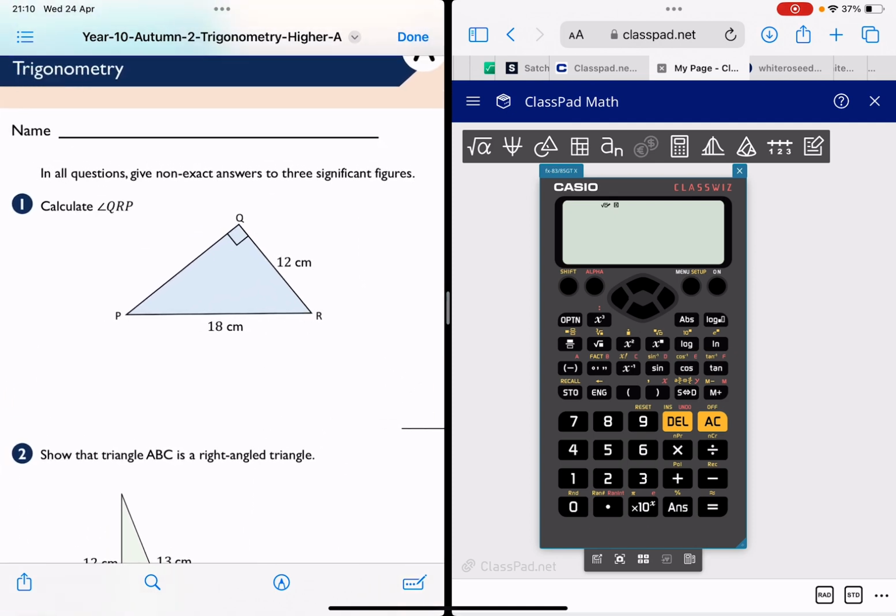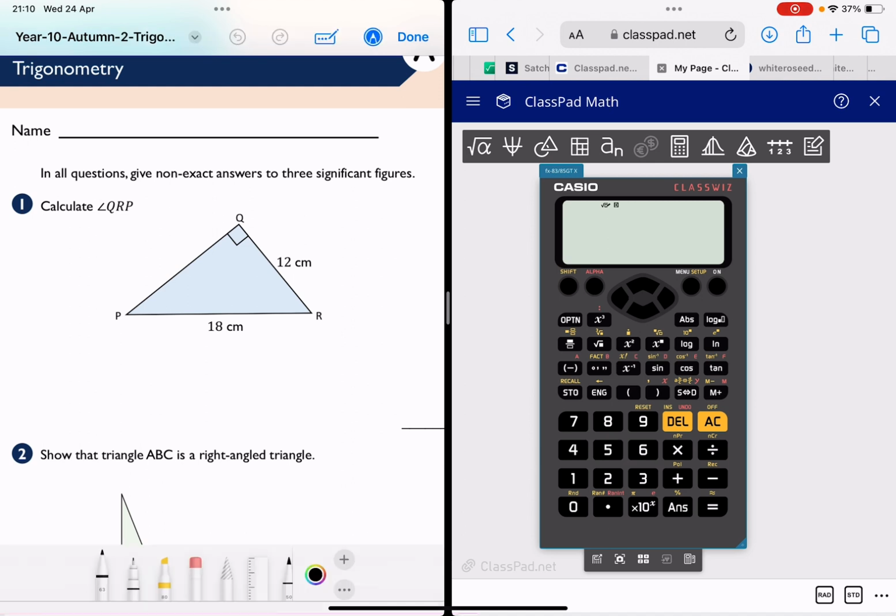In all questions, give non-exact answers to 3 significant figures, so we'll remember that. And then what we've got is calculate, and that symbol means angle, Q to R to P. So if I go from Q to R, it's a bit of a rubbish line, and R to P, the angle that I'm trying to calculate is that one in there. Okay, so I'll tidy that up a little bit.